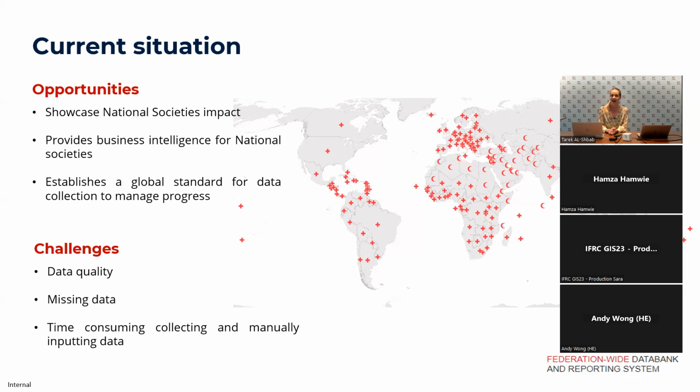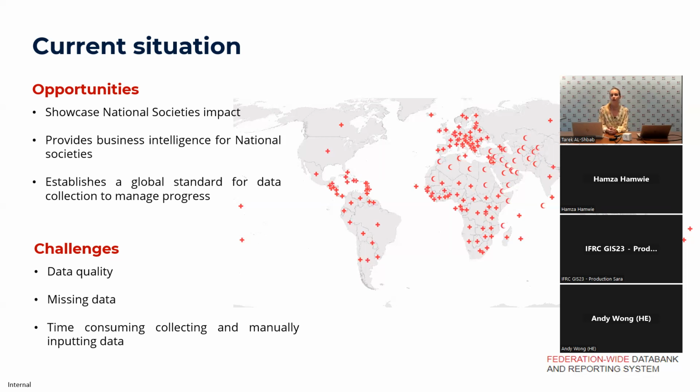Despite that, we do still have some significant challenges, such as data quality, as we are not collecting the data. So it's difficult to ensure that the data is always being collected in the correct way. In addition to that, there's sometimes data missing, as sometimes the national societies don't have access to the data, or they don't report on the indicators that we are collecting.